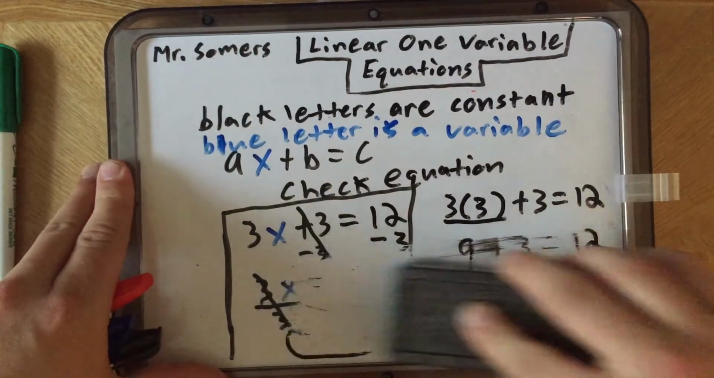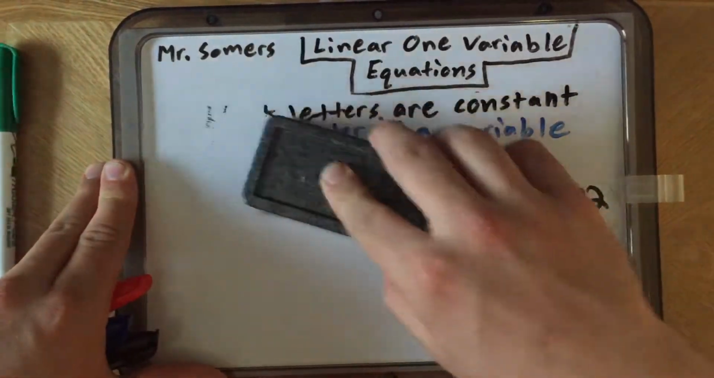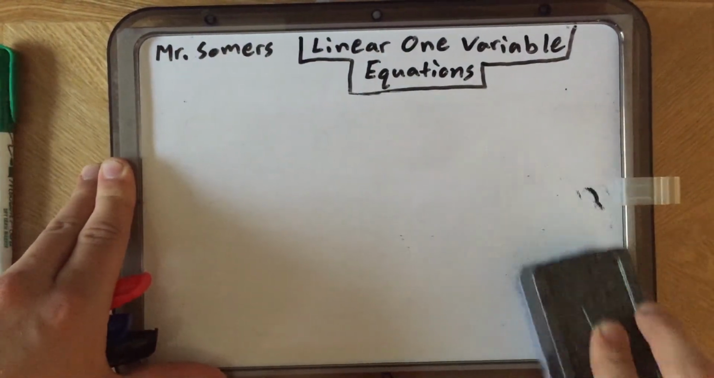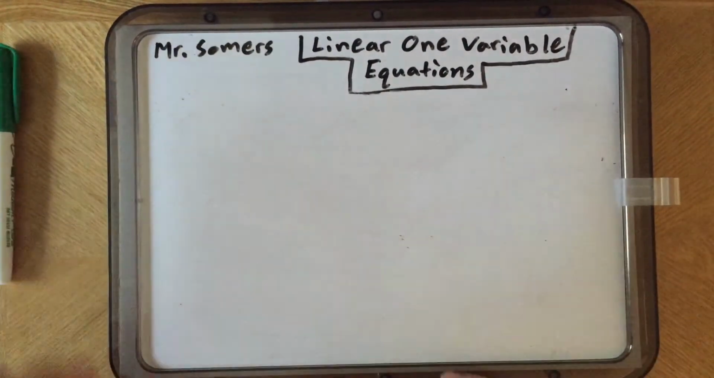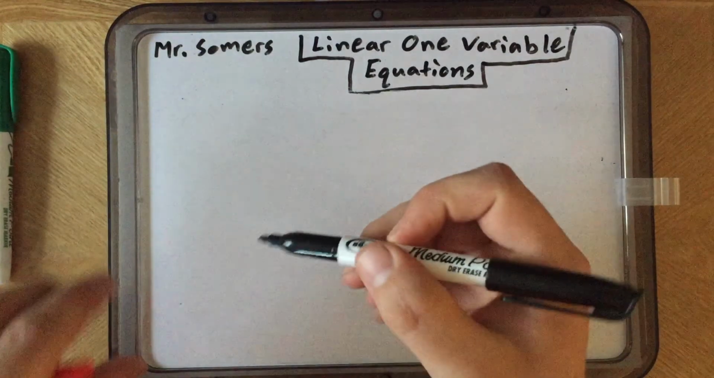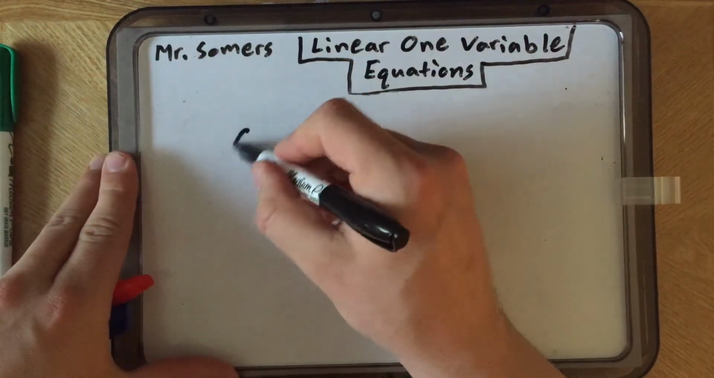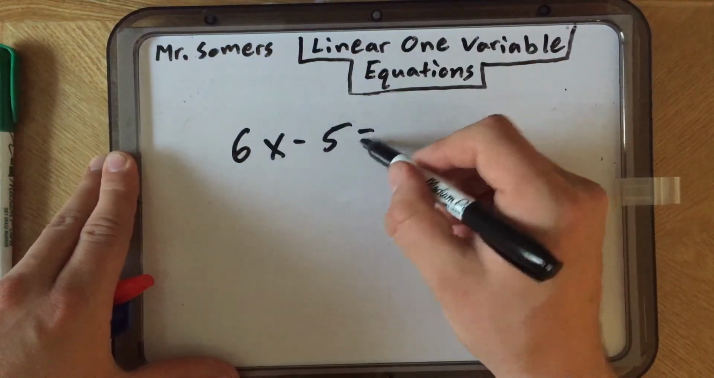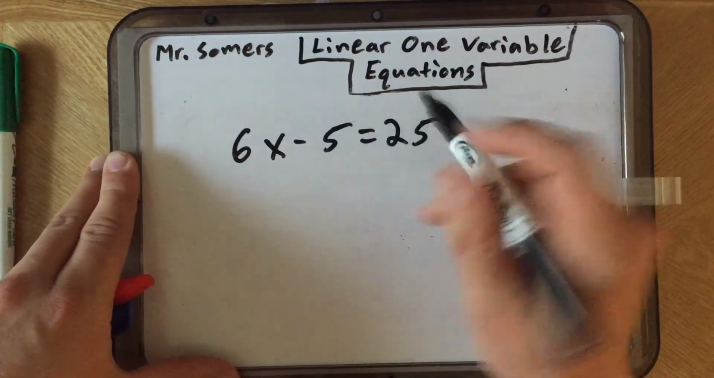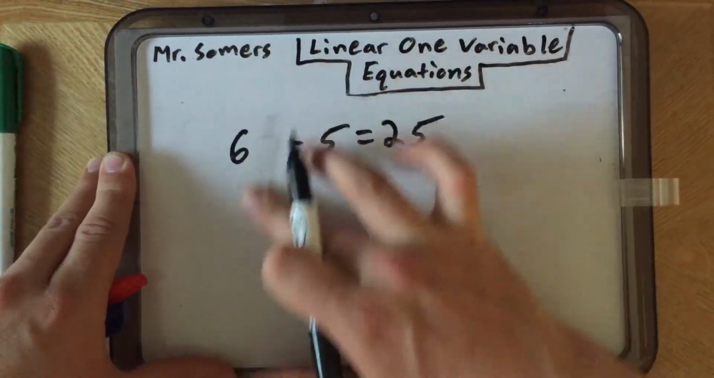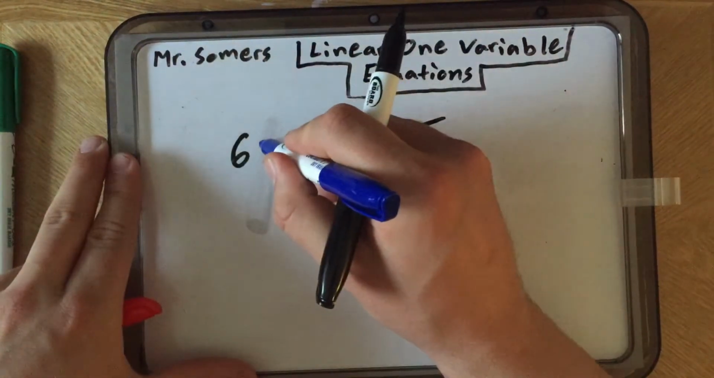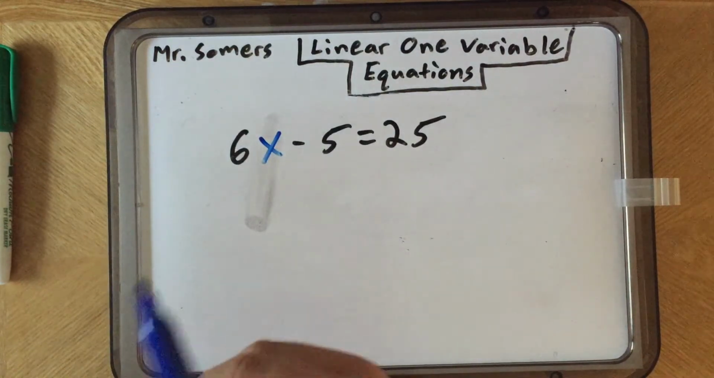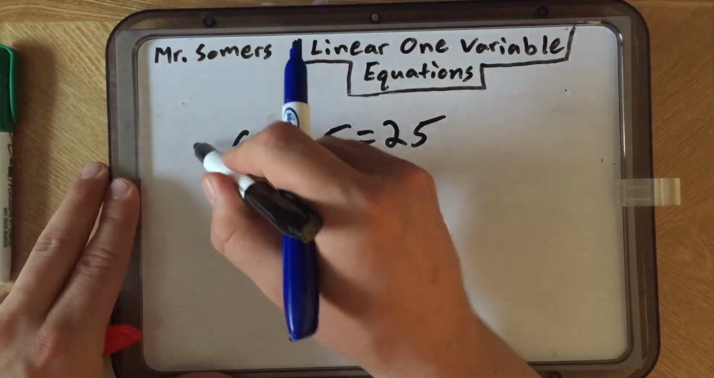So what I want you guys to do is copy down these few problems, and I want you to go over them on your own. So we have 6x minus 5 equals 25. Now we'll set the x, because that's our variable, and the variable is going to be blue. So that's problem number 1.